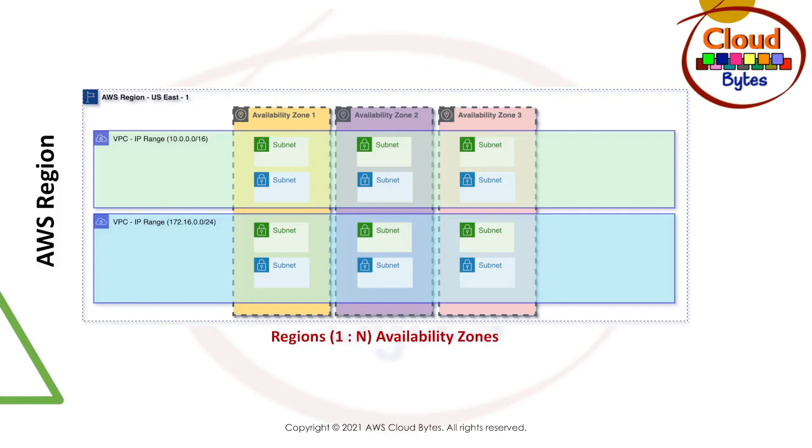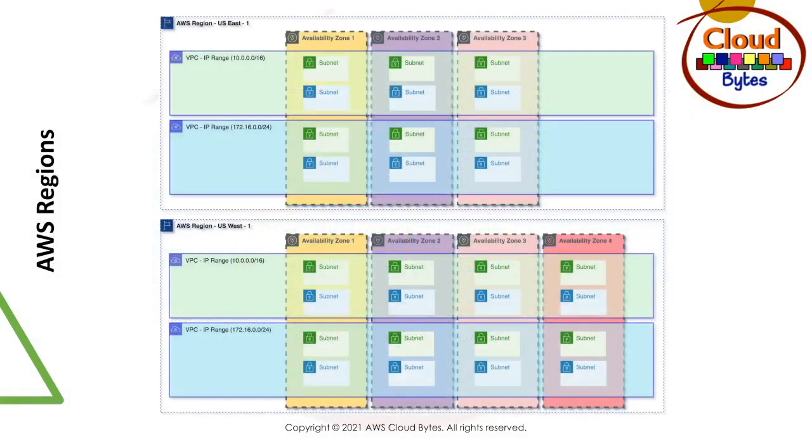Just keep in mind that Amazon reserves the first 4 IP addresses and the last IP address of each subnet for networking purposes. You can create 200 subnets per VPC, and this is a soft limit. Please ignore the regions in availability zone at the bottom. There should be 1 region and multiple availability zones. It's a typo here.